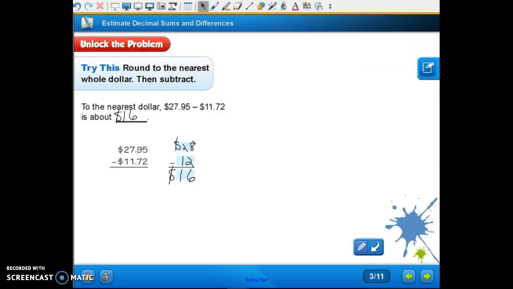Okay, if you look at box B on page 131 under the try this, they want you to round to the nearest $10. So again, we have $27.95 and $11.72. And we're going to round to the nearest $10. So $27.95. What are our closest 10 numbers to 27? 20 and 30. So 27 is closer to 30.